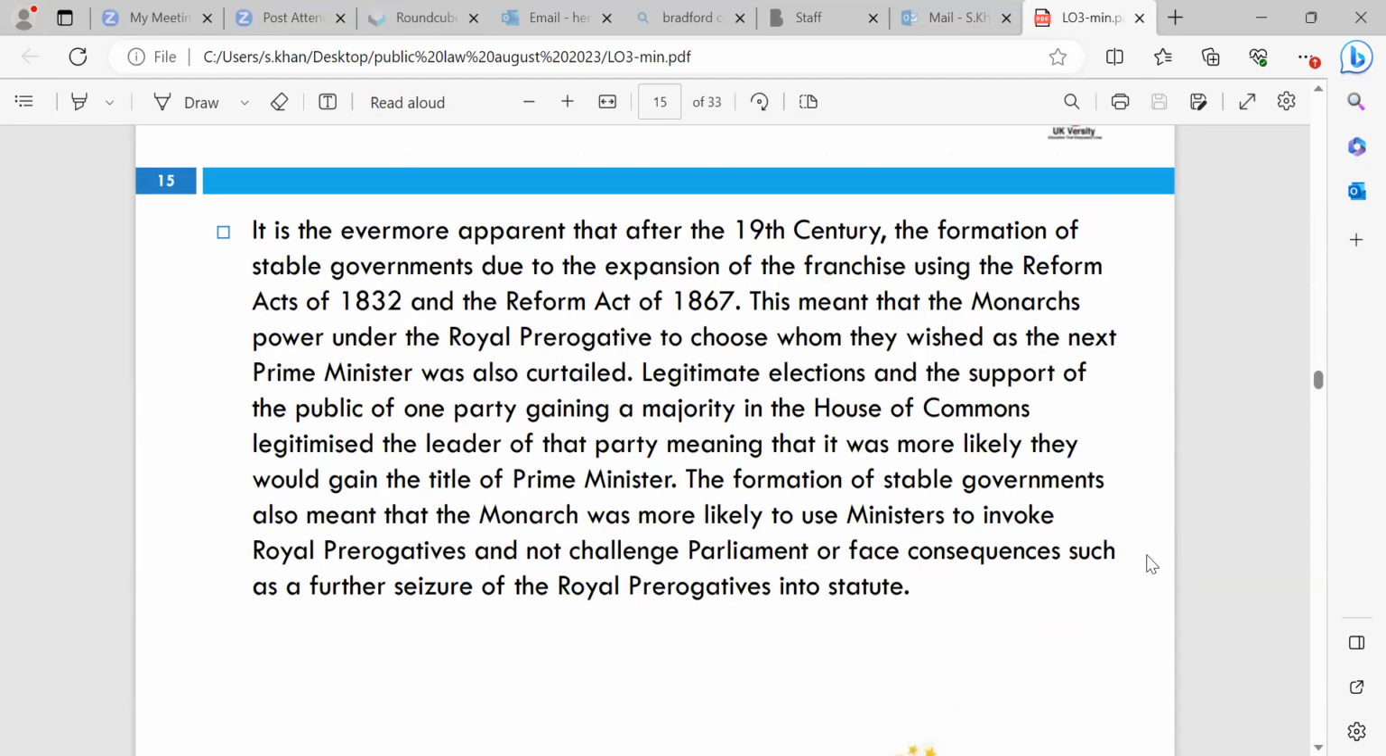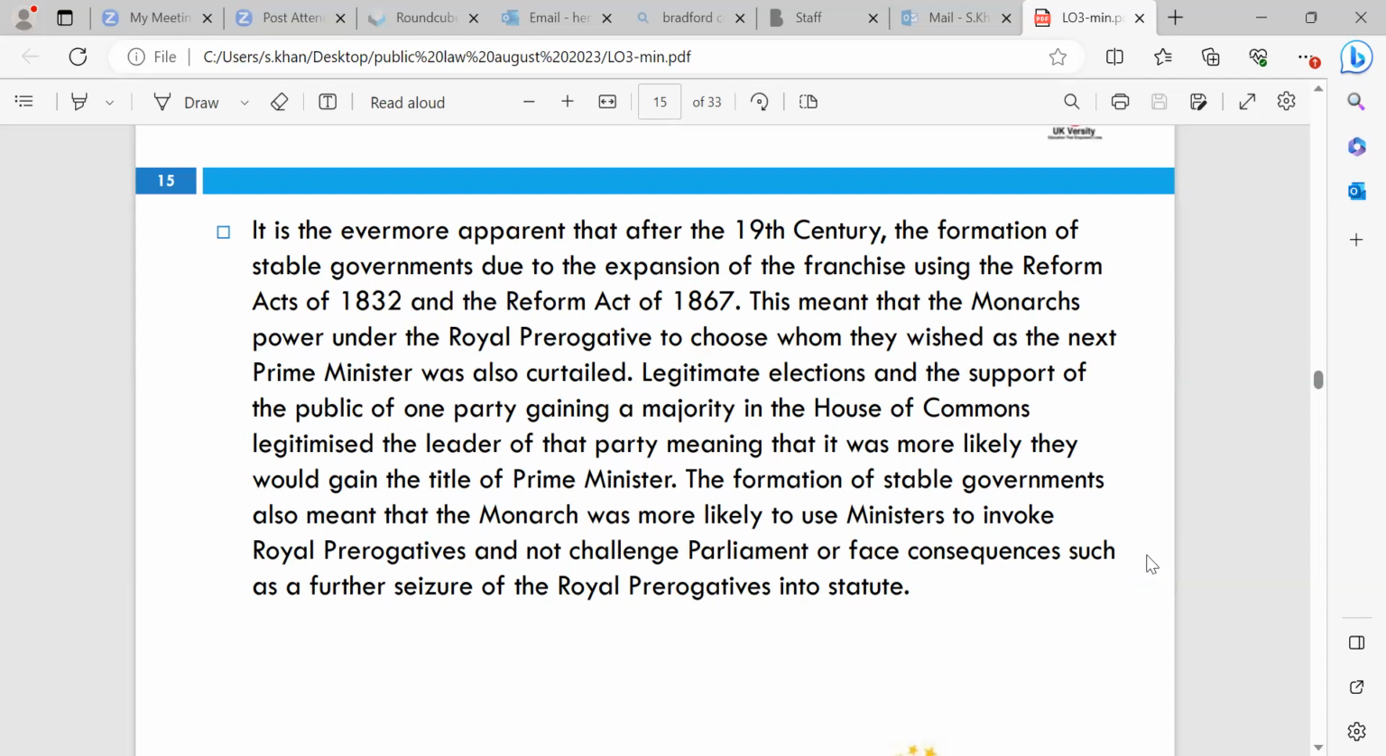It is ever more apparent that after the 19th century came the formation of stable governments, due to the expansion of the franchise through the Reform Act of 1832 and the Reform Act of 1867. This meant that the monarch's power under the royal prerogative to choose whom they wished as the next Prime Minister was also curtailed.